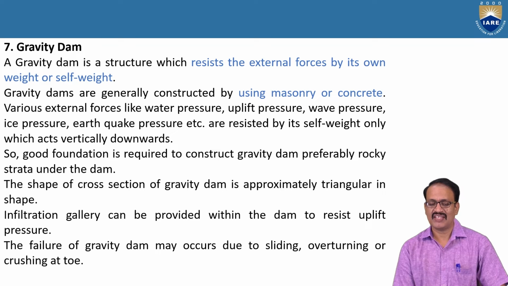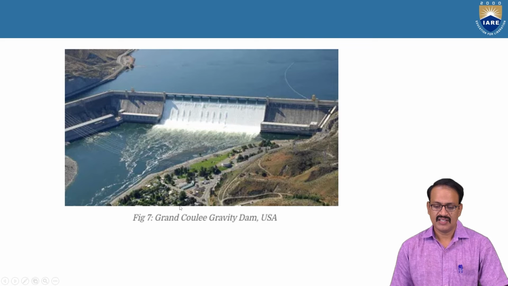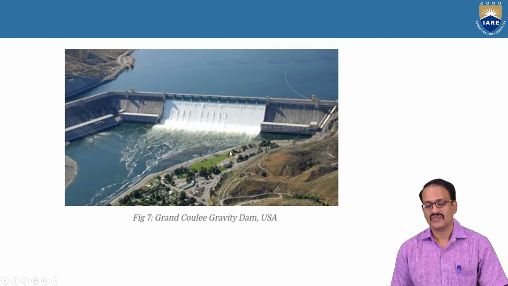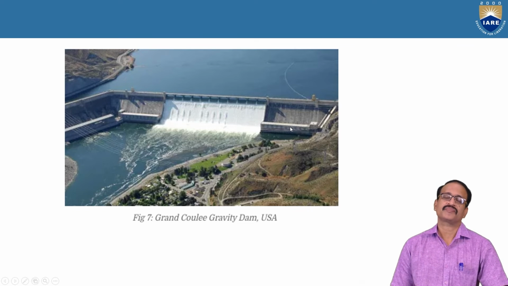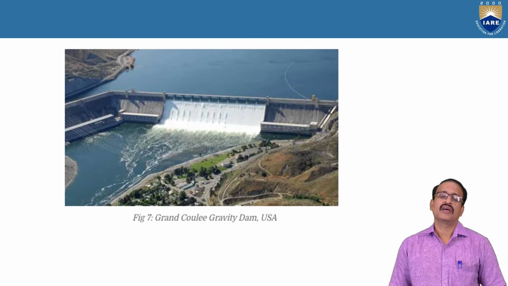So we have to construct it in such a way that its foundation is strong, with rock foundations. We have to take care while constructing a gravity dam. If other support is there, that's a different case. So this is a gravity dam. You can observe the Grand Coulee gravity dam, which has not got proper support from the sides. If you go to Nagarjuna Sagar Srisailam, it has got support from the neighboring hills. So that is a different case.